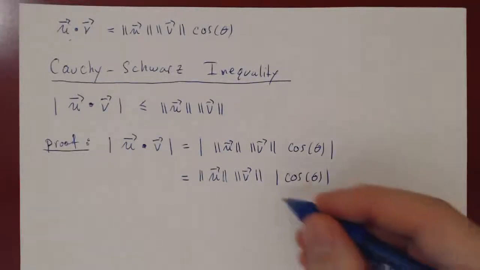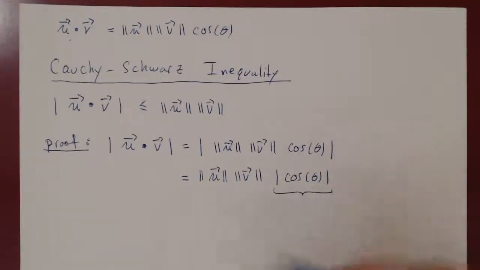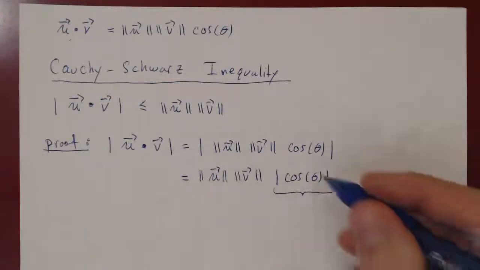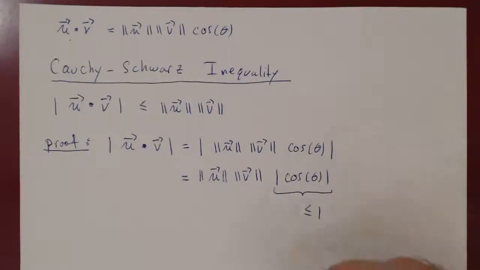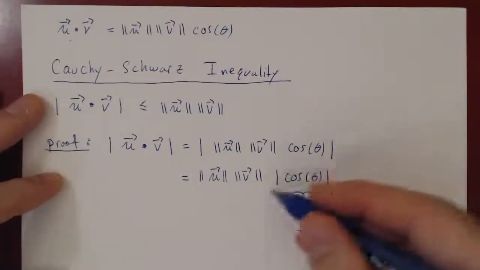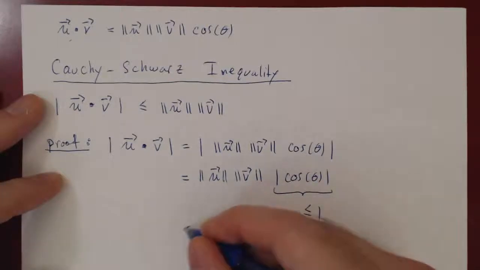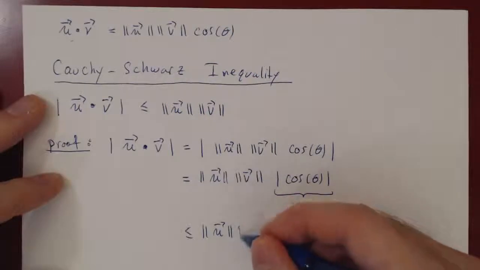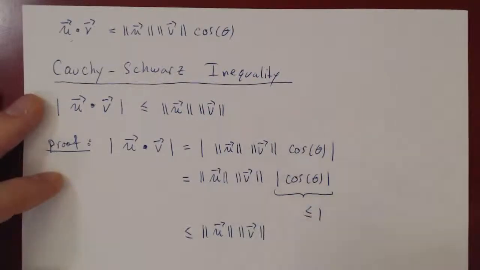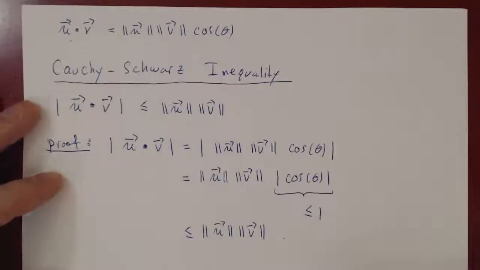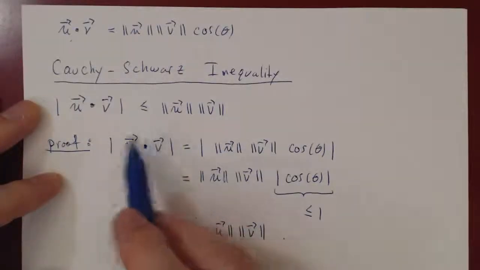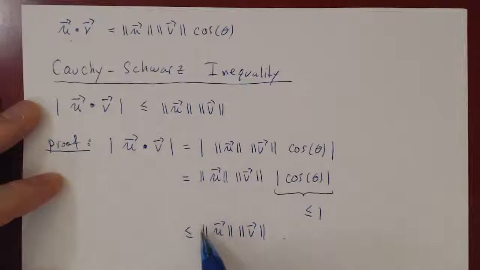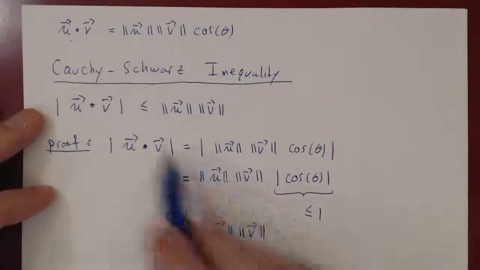And now quite simply, cos of theta is always between -1 and 1 for any angle. Therefore, in absolute value, cos of theta can never exceed 1. So if we replace this by its largest possible value of 1, the whole expression becomes bigger, and we're left with norm of u times norm of v times 1, which is just norm of u times norm of v. And this completes the proof. The absolute value of the dot product will never exceed the product of the two norms of the vectors. And this is called the Cauchy-Schwarz inequality.